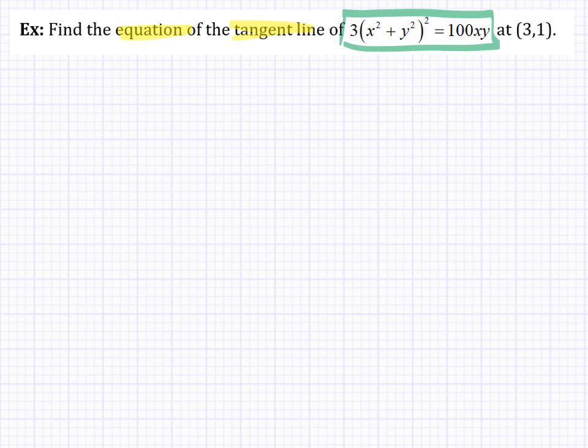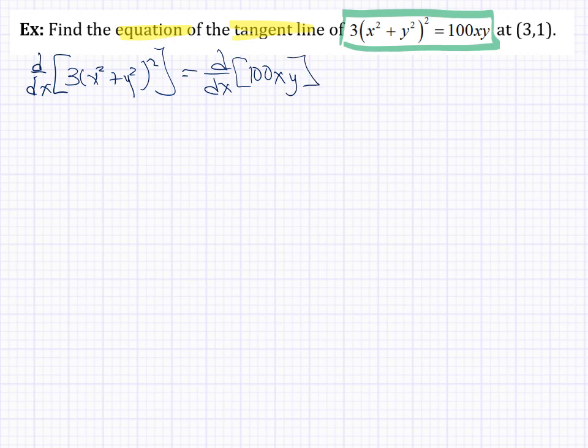Let's take the derivative with respect to x for both sides. So I have 3 times x squared plus y squared, squared, equals the derivative with respect to x of 100xy. So this is going to be a little tricky here, but let's look at this. We're taking the derivative with respect to x of this. I can't split this sum up because of this power here. So what I really have to do is apply the chain rule right away. This power is the outside. X squared plus y squared is the inside function.